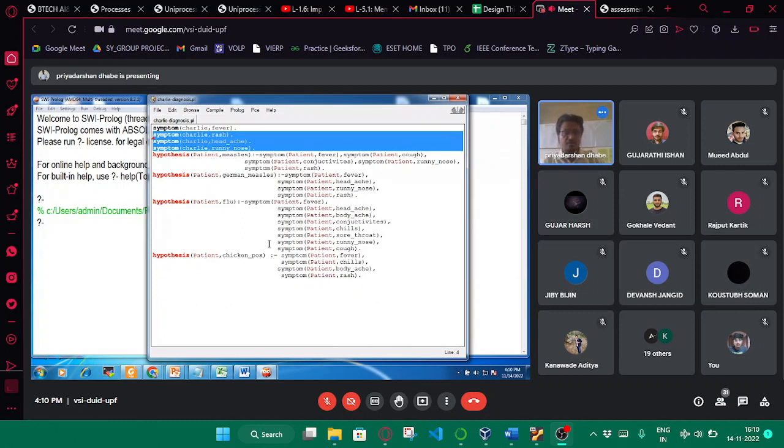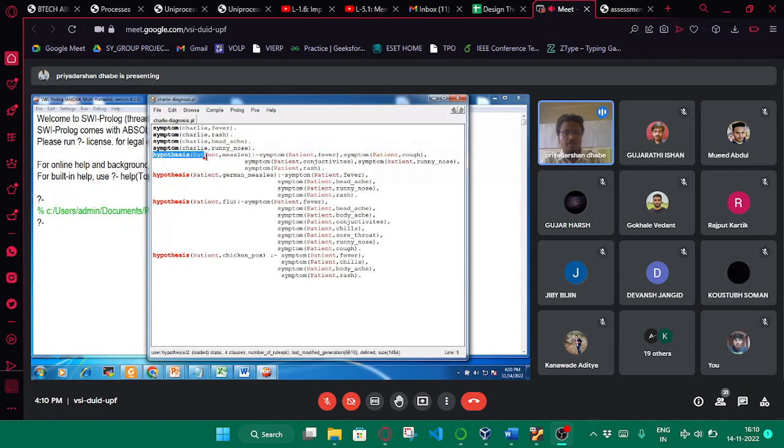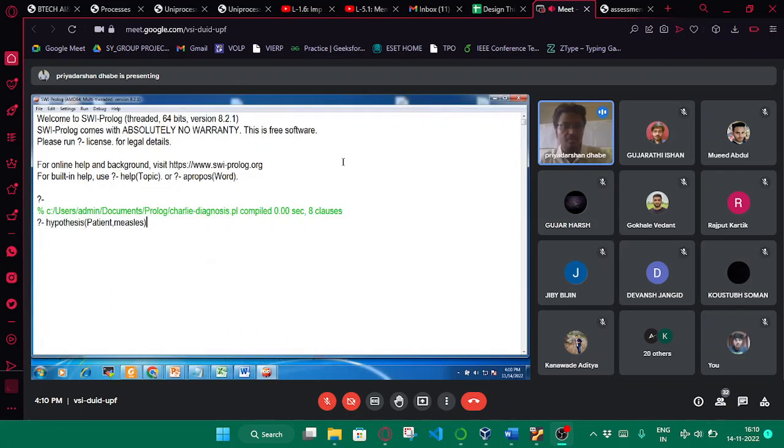So we have already consulted this particular file. Suppose I want to type a query asking what has happened to Charlie. I can write this query in this way: hypothesis. Instead of patient, I need to provide the name Charlie, and provide one variable.